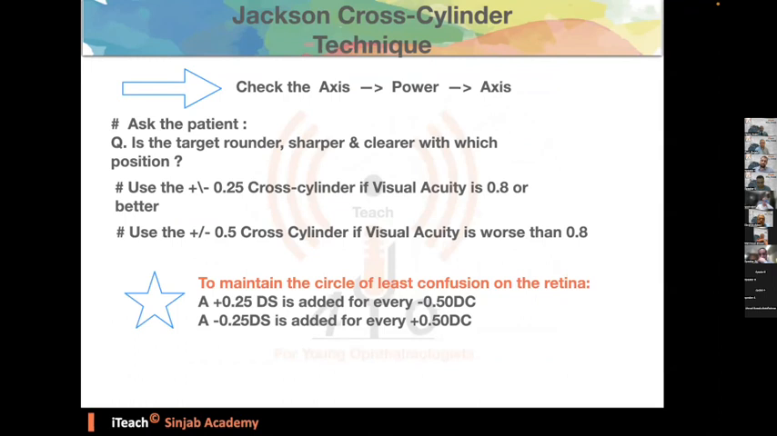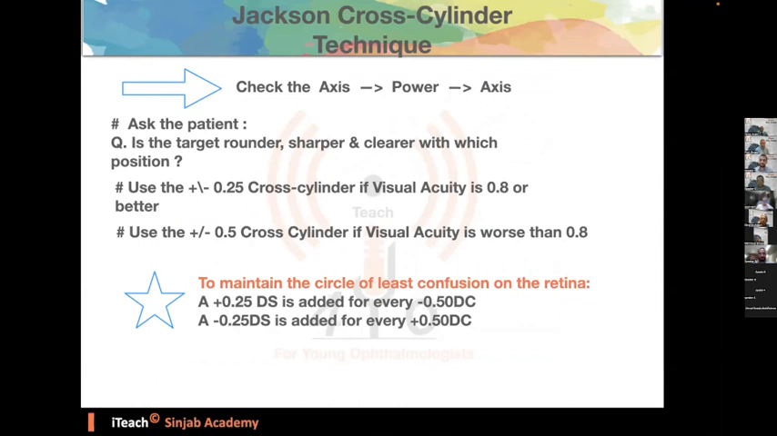Now, more notes about the Jackson cross cylinder. Check the axis, then power, then recheck the axis. Ask the patient, is the target rounder, sharper, clearer with which position. And if the visual acuity of the patient is 0.8 or better, we use plus minus 0.25 cross cylinder. We have two types of cross cylinder. And if the patient has visual acuity less than 0.8, we use the plus minus 0.5 cross cylinder.